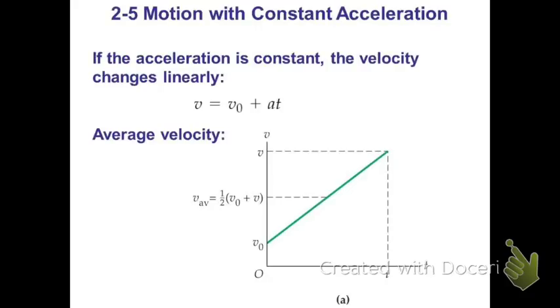If the acceleration is constant, the velocity changes linearly, and the velocity versus t graph is a straight line, and the slope of this graph will be the acceleration. And when t is equal to 0, the velocity is the initial velocity, v0. So v0 is defined as the velocity at the initial time.